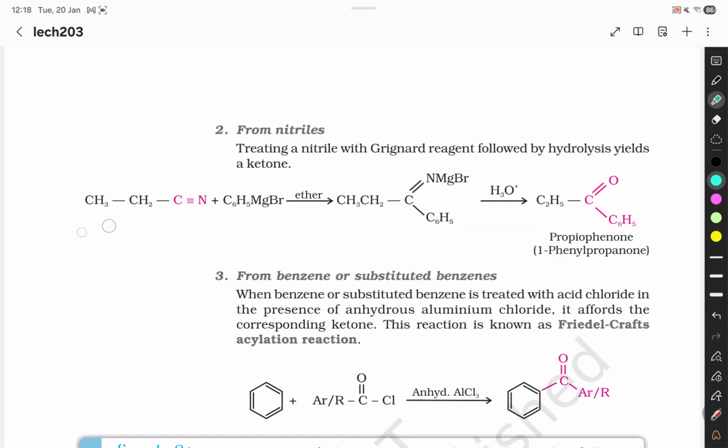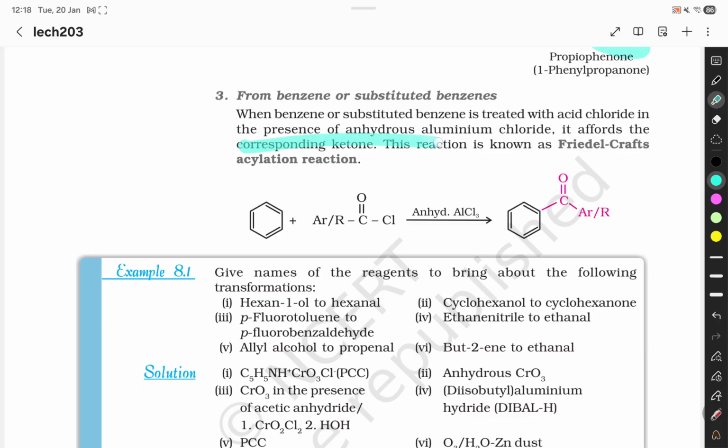So here they've given this thing, Grignard reagent with a CN group. It'll just form your respective ketone. Acylation reaction, everybody knows, of the Friedel-Crafts.